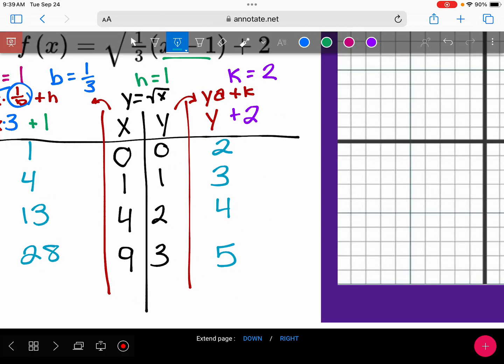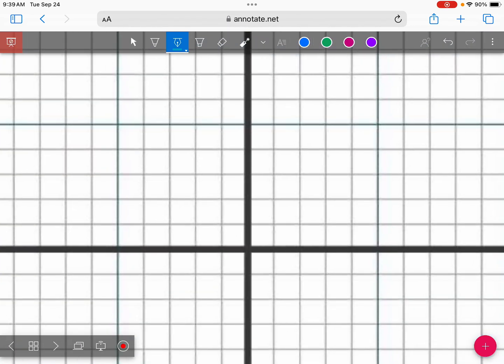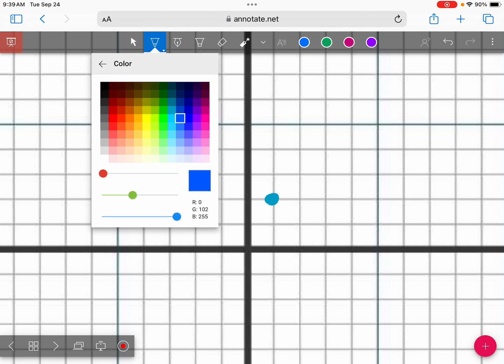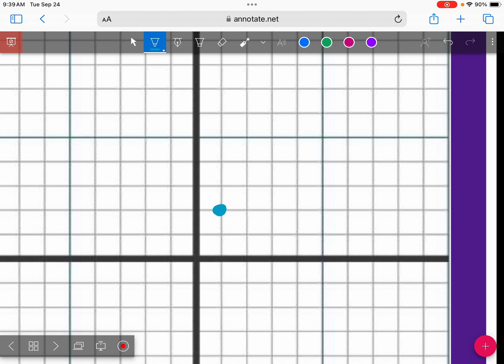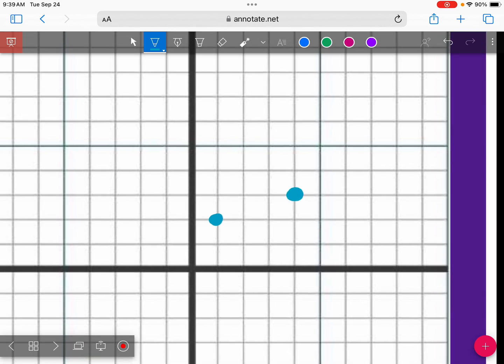All right, so let's plot those up. 1, 2. 4, 3. 13, 4. So I know at 4 we're going to have a point way over there. And that's kind of all I can fit on my graph. Even with the big ones, I know that there's one at 4 over there. And our square roots are going to look kind of like this.